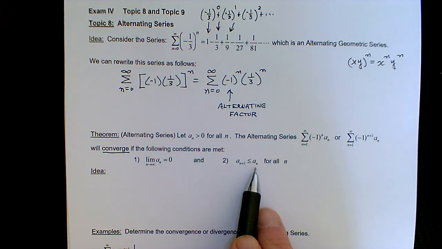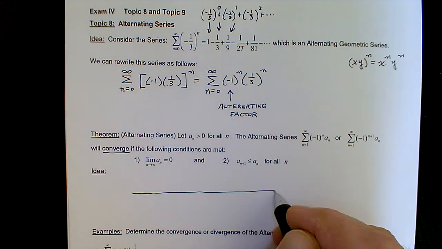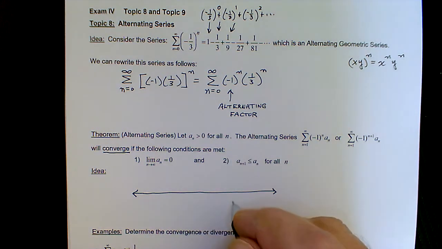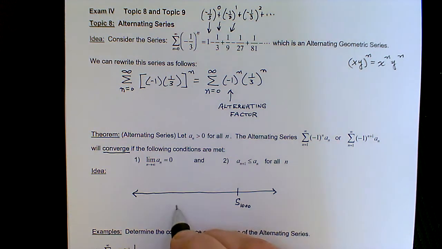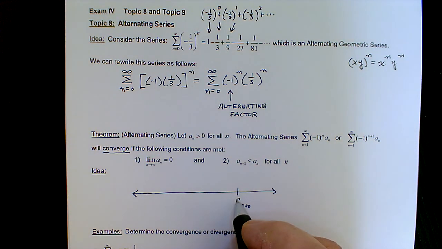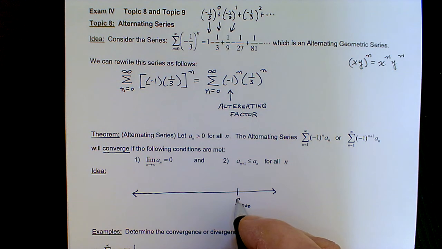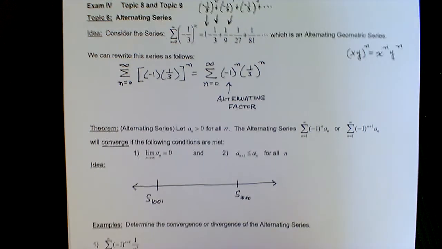Now, the idea of what that means is as follows. Consider a number line, and let's say we add up the first 1,000 terms of the series, and we get a sum, the 1,000th partial sum. And let's say that the term that we just added on was a positive term. We're assuming that it's going to converge, so we're going to assume that these two conditions are true. The next term that we add on will be a negative term. And so maybe somewhere over here to the left would be the 1,001st partial sum.